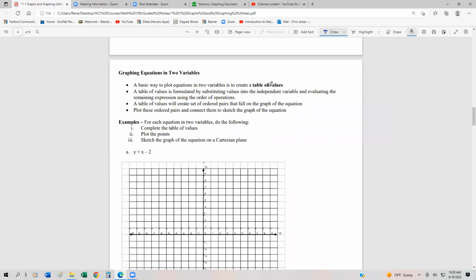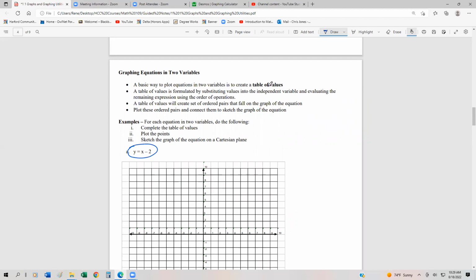And what that's going to do is tell us what the x value and the y value are going to be. And so we're going to substitute values into the independent variable. In other words, in this case, if we're looking at this equation y equals x minus 2, y is dependent on x because as we plug in values for x, y is going to get larger or smaller depending on those values, right?